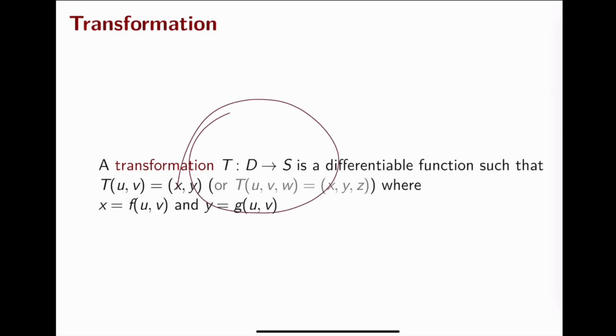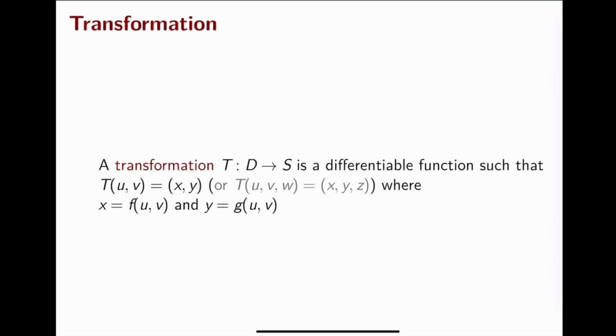A transformation between one domain and another is going to be a function, a differentiable function, such that to each (u, v) in the first domain, we associate (x, y), where x is a function of u and v, and y is another function of u and v. So that can be extended to any number of coordinates.